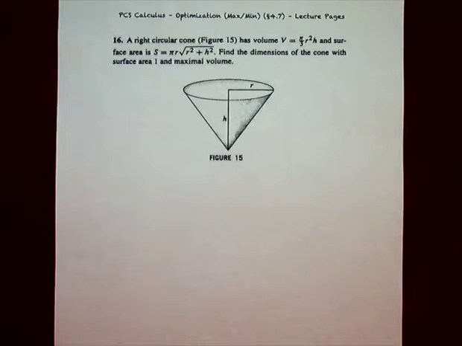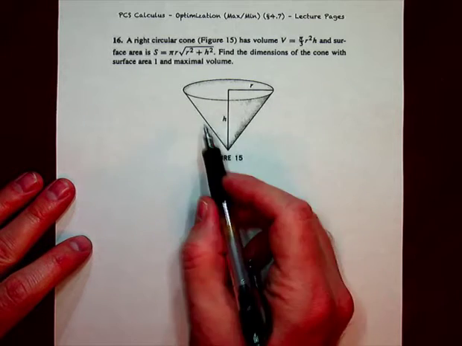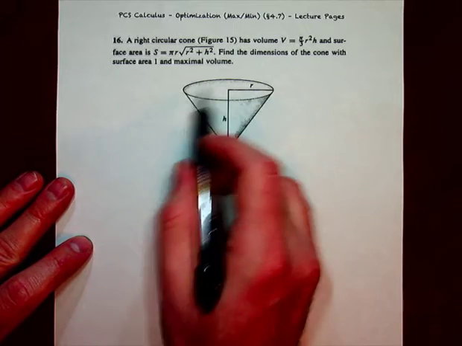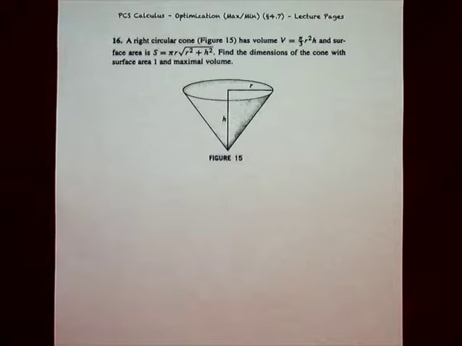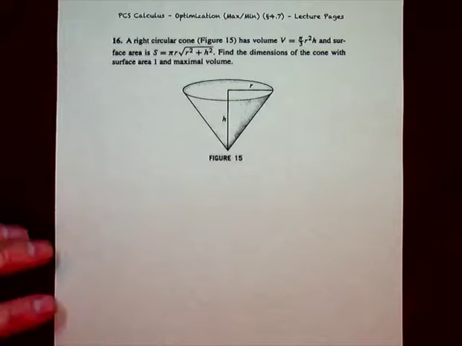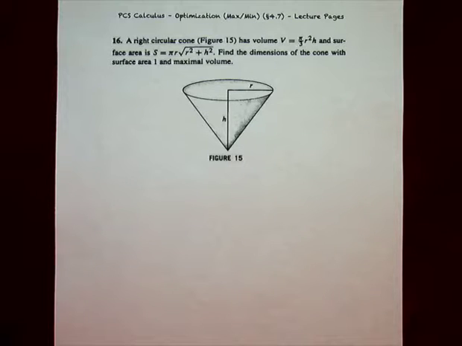This one reads: a right circular cone has volume V equals pi over 3 r squared h, and surface area S equals pi r times the square root of r squared plus h squared. Now, that is, of course, the surface area of the outside of the cone. It doesn't include the base. Otherwise, it'd be plus pi r squared. Find the dimensions of the cone with surface area of 1 and maximal volume.